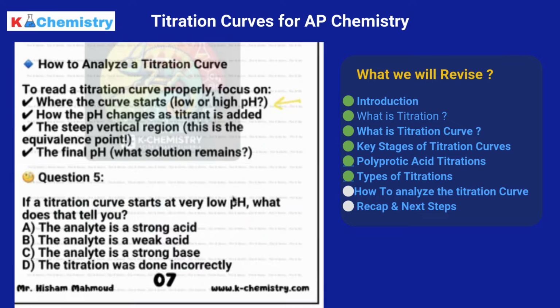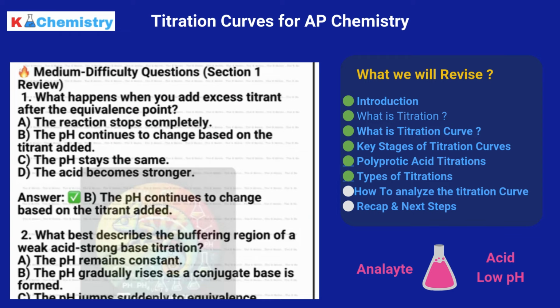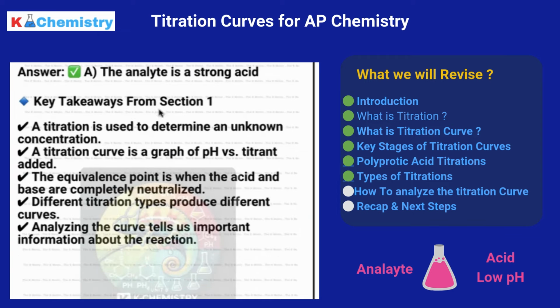If the titration curve starts at a low pH, what does that tell you? It means that when you started this reaction, you had an acid at the beginning. That's why it started at a low pH. Let's see the answer to this one to make sure that our answer is correct. Is it a strong acid, weak acid, strong base, or the addition is done incorrectly? No, it means that I have done it correctly and everything is okay. But then the analyte is a strong acid. That's why it's a very low pH, so like 1 or 2 is the value that we are going to have.